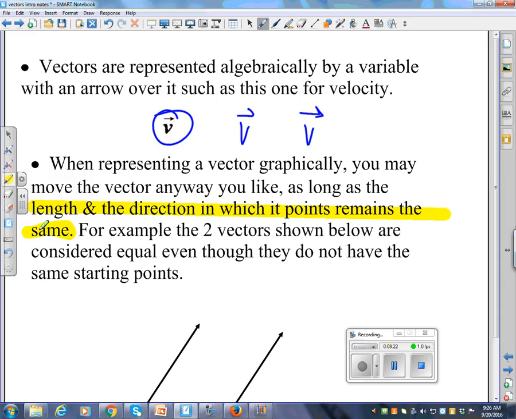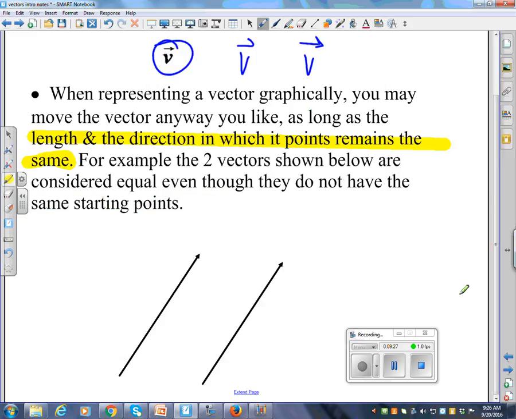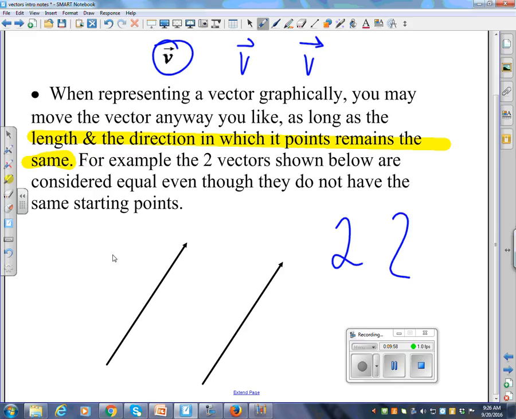And here's an example. The two vectors shown below are considered equal, even though they do not have the same starting points. They do not have to start at the same place. These are equivalent. How come? Because they're the same length and they point in the same direction. It's really no different than me doing this. Like those represent the same value, even though they're sort of written differently, right? These vectors are the same.